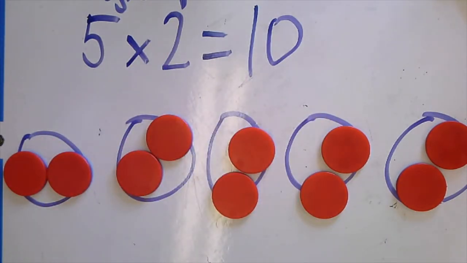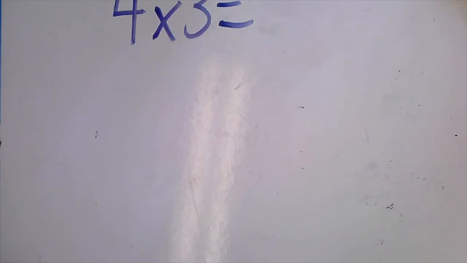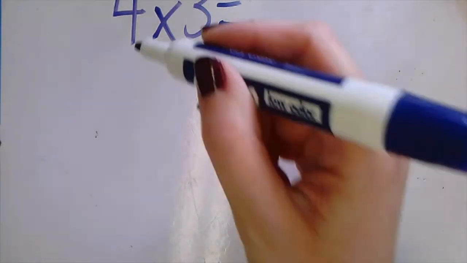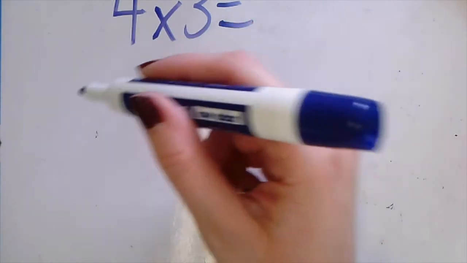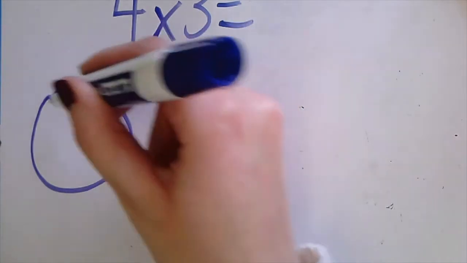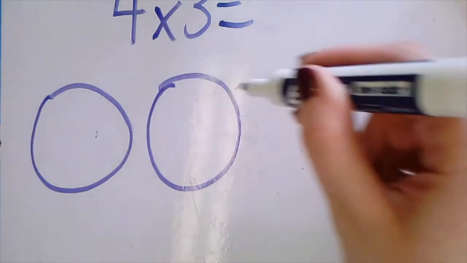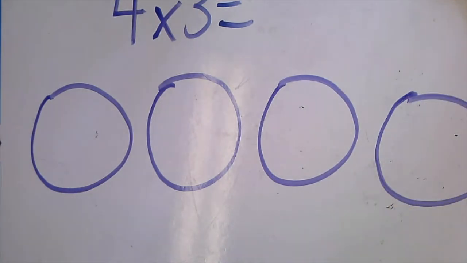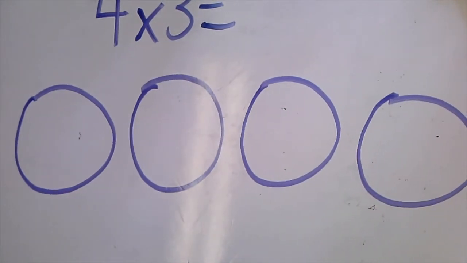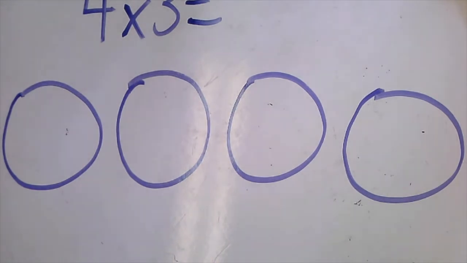Let's try another one. Let's try 4 times 3. Now the first number 4 tells me that I'm going to have how many groups? 4. So I have 1, 2, 3, 4. How many am I going to need in each group? 3.